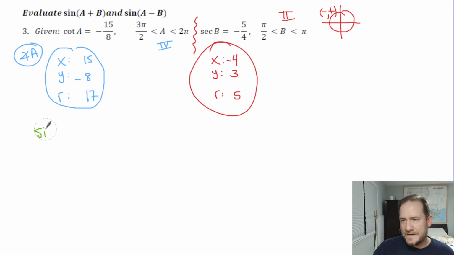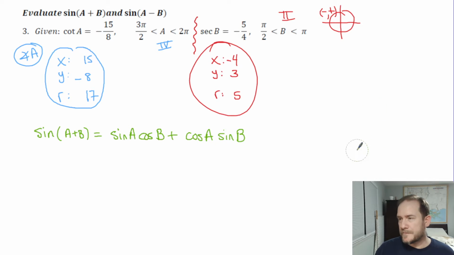If they want the sine of a plus b, then that's going to be sine A cosine B plus cosine A sine B. So that means for the sine of A, we're over here using these blue values. Why don't I color code this a little better then? A is the blue angle. We'll write it in blue. Sine is y over r. So it's negative 8/17.